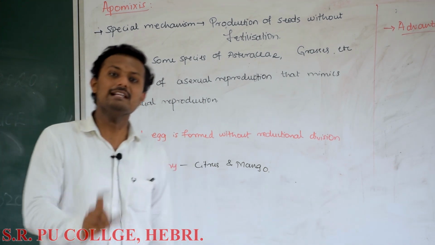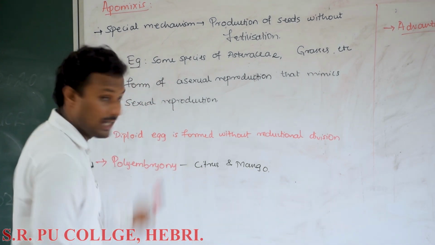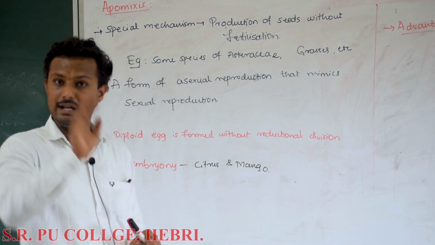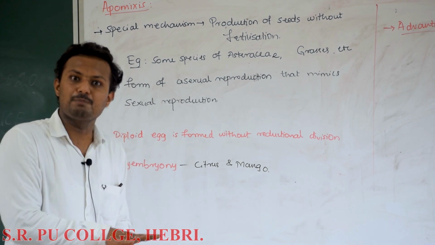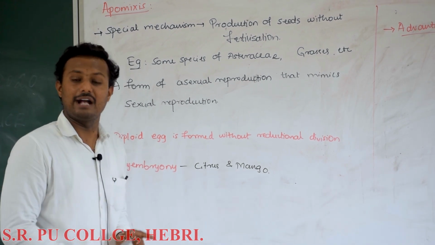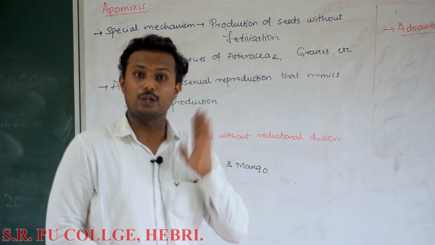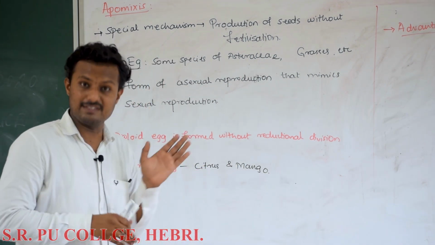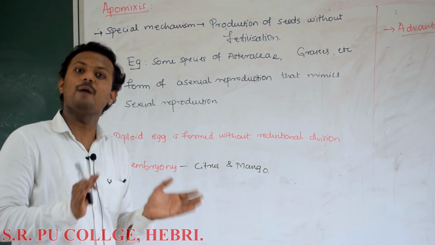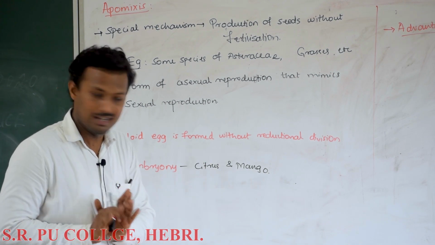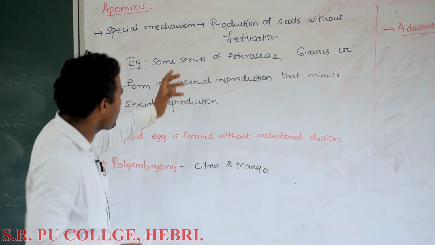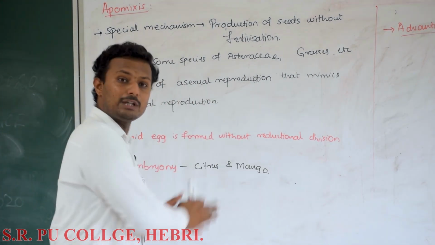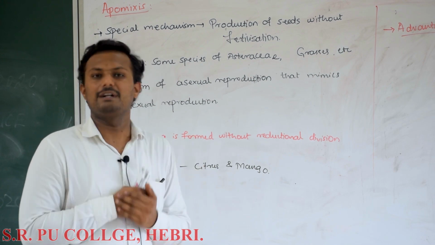But see, the seed is the ultimate product of sexual reproduction, yet here the seed is produced without sexual reproduction. So when there is no sexual reproduction, obviously this mode of reproduction will be called asexual reproduction. But because the seed is produced, we can say it is a kind of asexual reproduction that mimics or resembles sexual reproduction. I hope you understand, because the production of the seed is there in this case, but in the absence of fertilization, in the absence of sexual reproduction. So that is why it is a form of asexual reproduction that mimics sexual reproduction. Now we will come to the point of how this seed can be produced without fertilization.